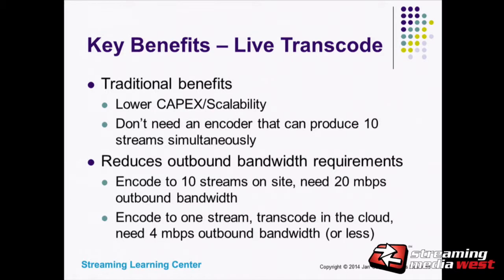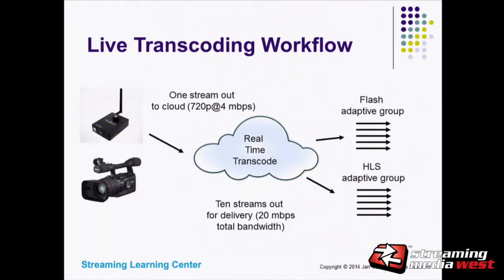And also, it reduces your CapEx and improves your scalability because you can buy a very, very cheap encoding tool, right? The Teradek Cube can produce this, it's a $500 encoder, or the VDU can produce the 720p 4 megabit per second stream. If you wanted to produce the entire adaptive group for Flash and HLS, you'd be looking at a $20,000 hardware encoder. So live cloud transcoding solves the bandwidth out problem, and it really reduces the cost of the encoder. It's a significant factor if you're trying to deliver adaptively for live events.